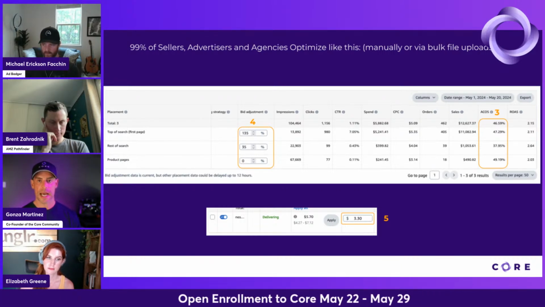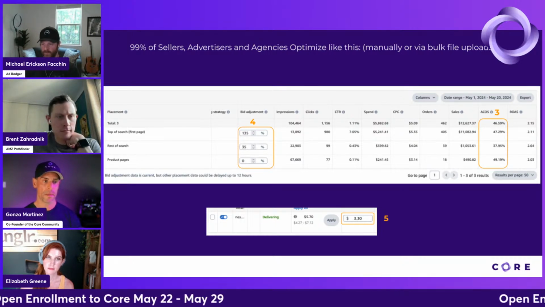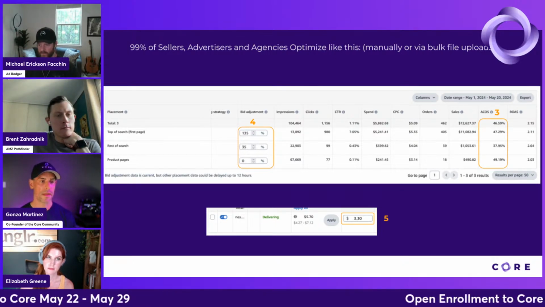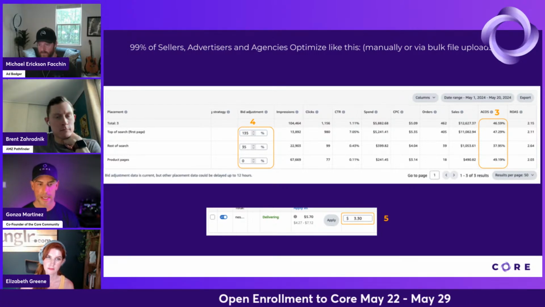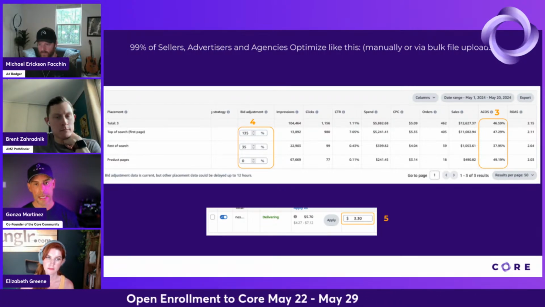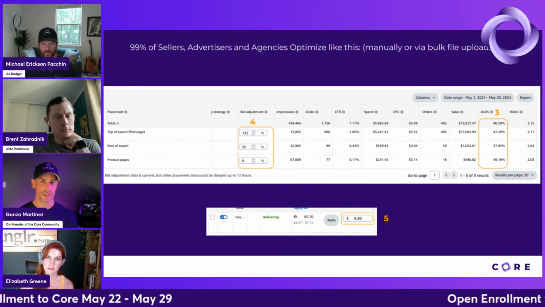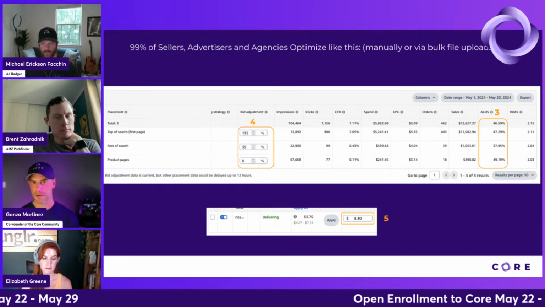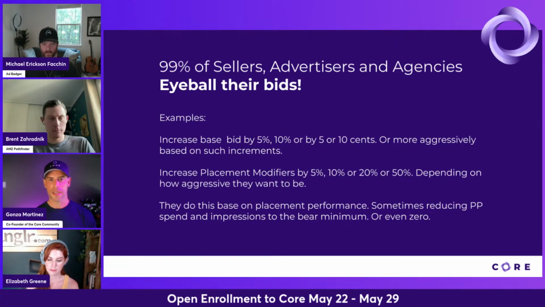And then they decide whether to increase the base bid, or to play with top of search, rest of search, and product page multipliers, which is fine. Most people do that. In many cases, you do it on a report and you eyeball the changes. You go up or down, a few cents or a percentage, right? And you don't do the actual math.